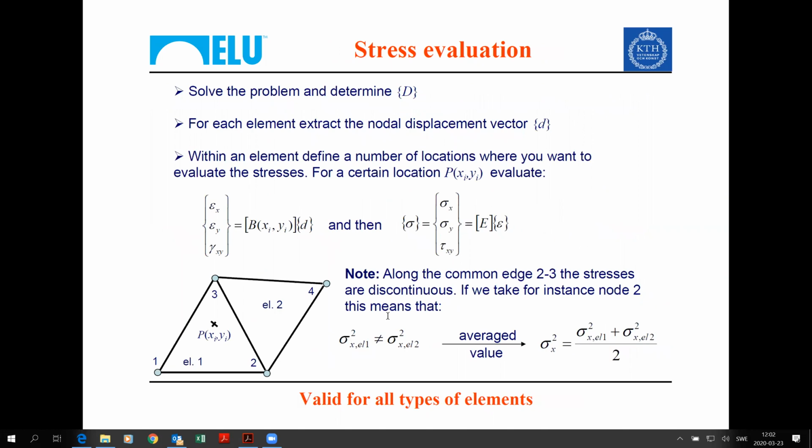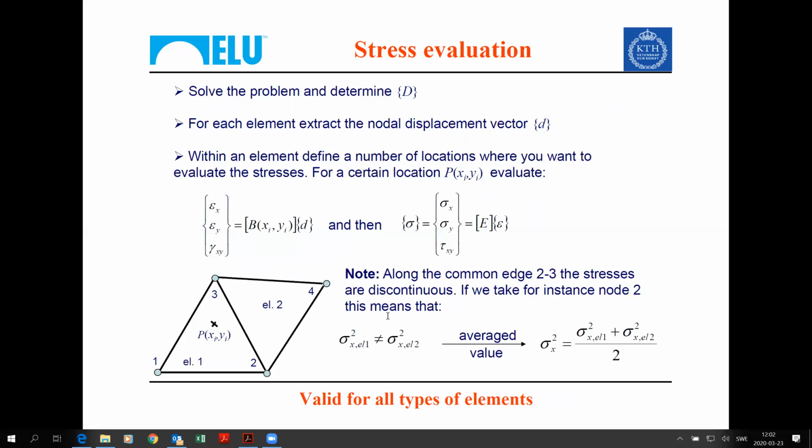Now, let's say something about stress evaluation. So how do we proceed? Well, we have the stiffness matrices for all the elements. We assemble the structural stiffness matrix. We impose boundary conditions and determine the displacement vector D.